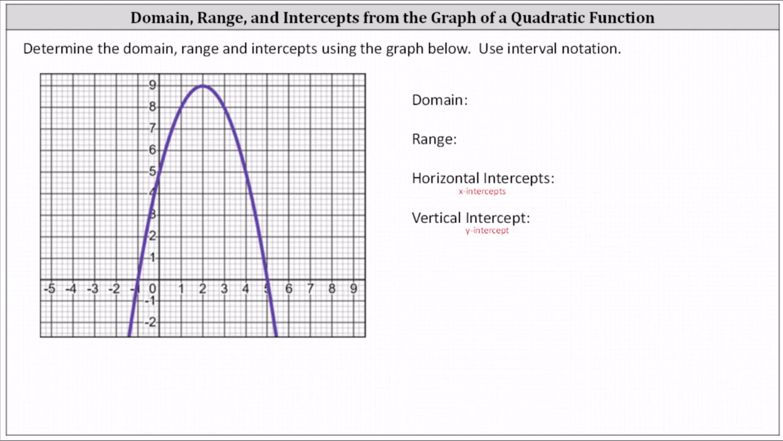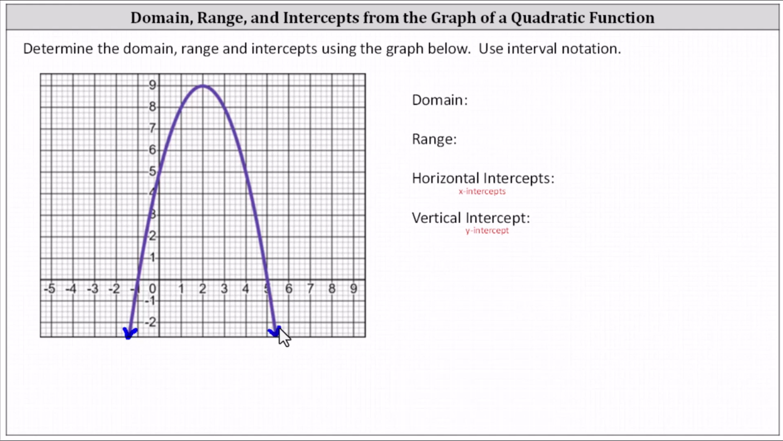We want to determine the domain and range using interval notation, and then also determine the intercepts. Before we analyze the graph, it's important to recognize most graphing software does not include arrows on the functions, so let's go ahead and include them on the left and right.